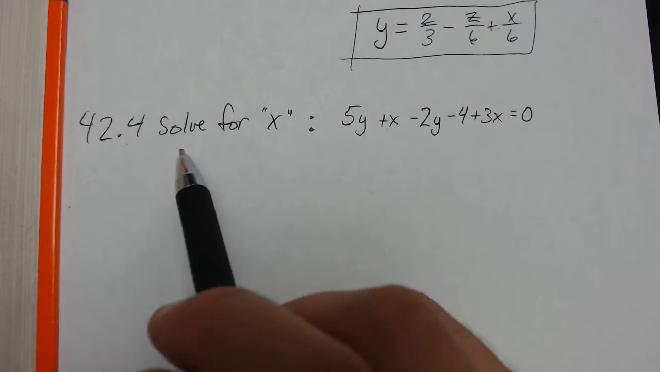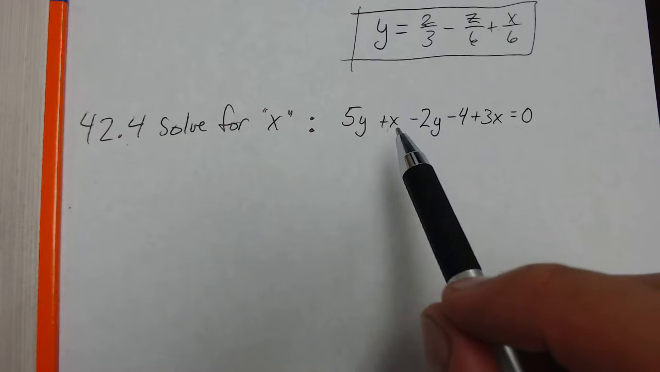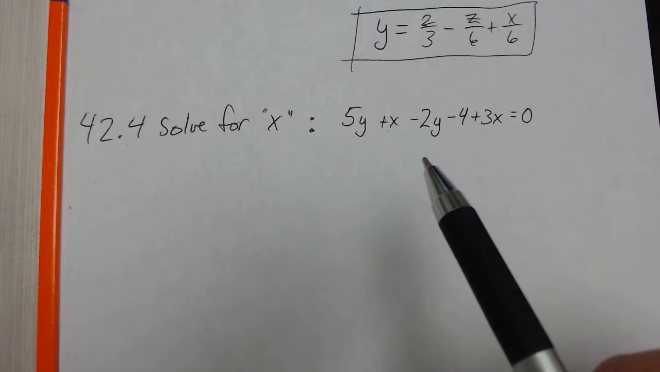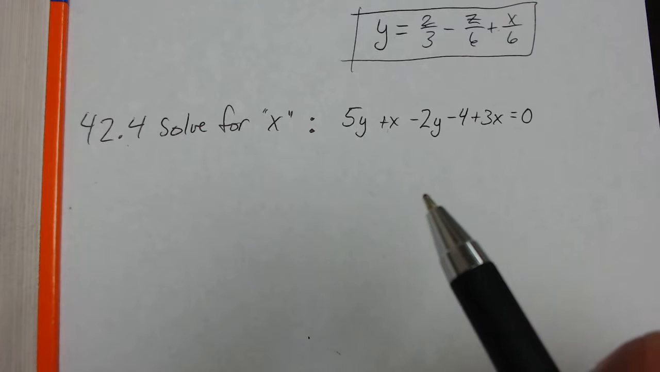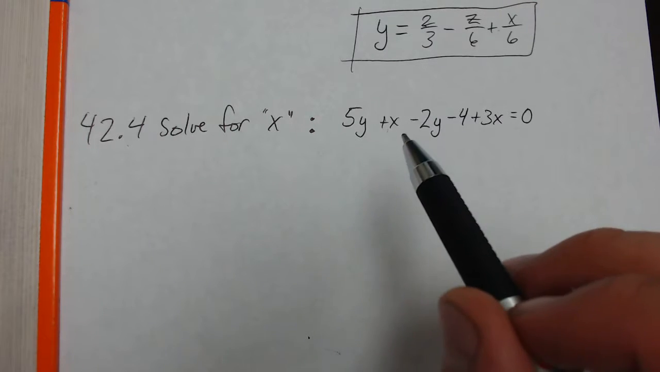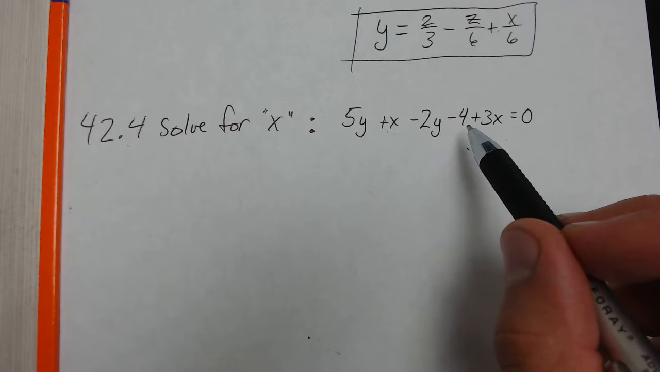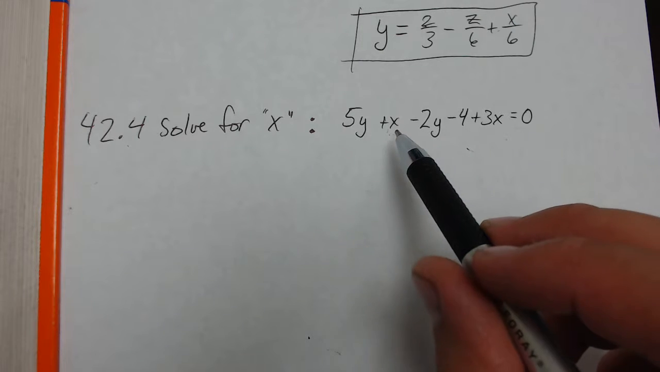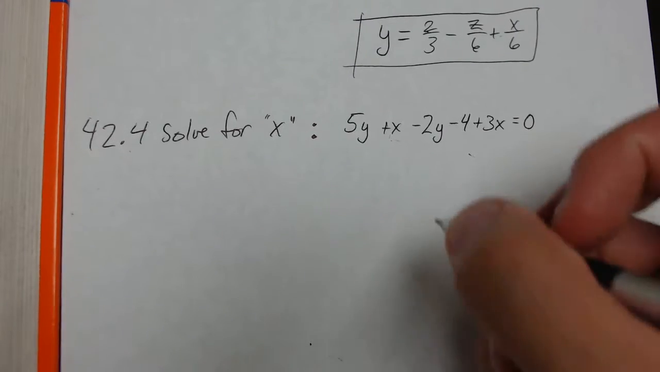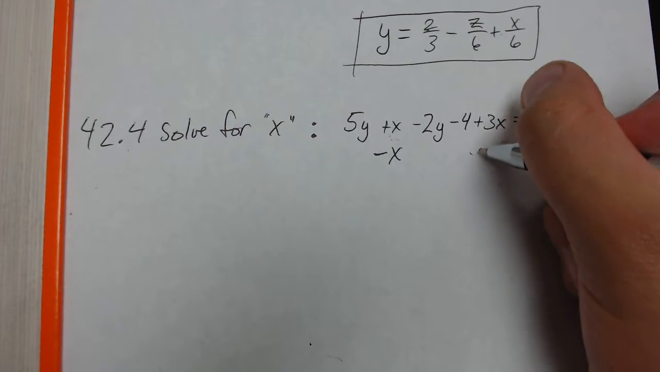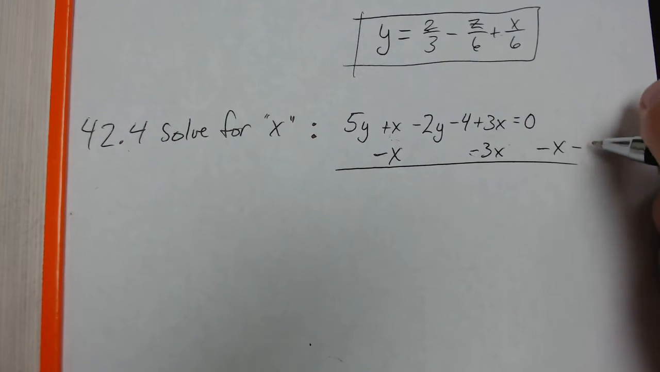So 42.4, they tell us to solve for x when given this equation. So the goal is to get all of the x's on one side, get rid of all the coefficients, and then make sure that the x is positive. So let's start by moving some things in the equation. Now I've got 5 terms here. Of these 5 terms, only 2 are x's. So I can save myself some time if I just move the x's instead of trying to move everything else. So I'll do that. So I'll go ahead and I'll subtract x, and then I'll subtract 3x. I'll do that to both sides, minus x minus 3x.